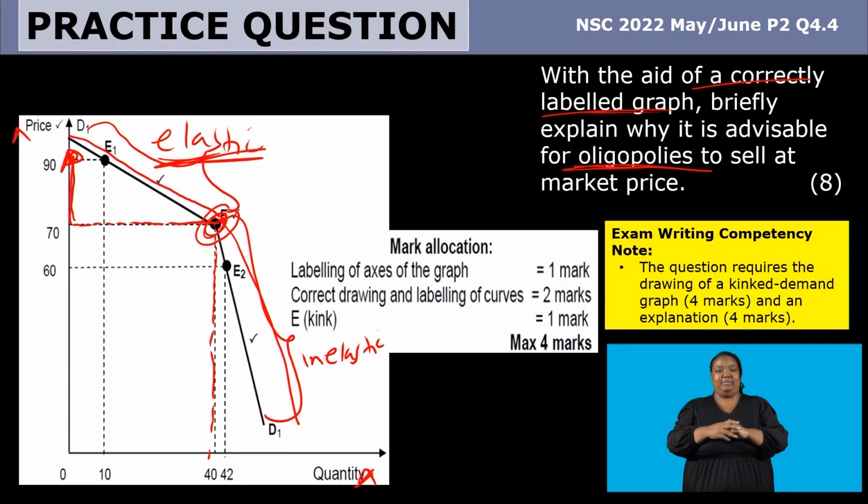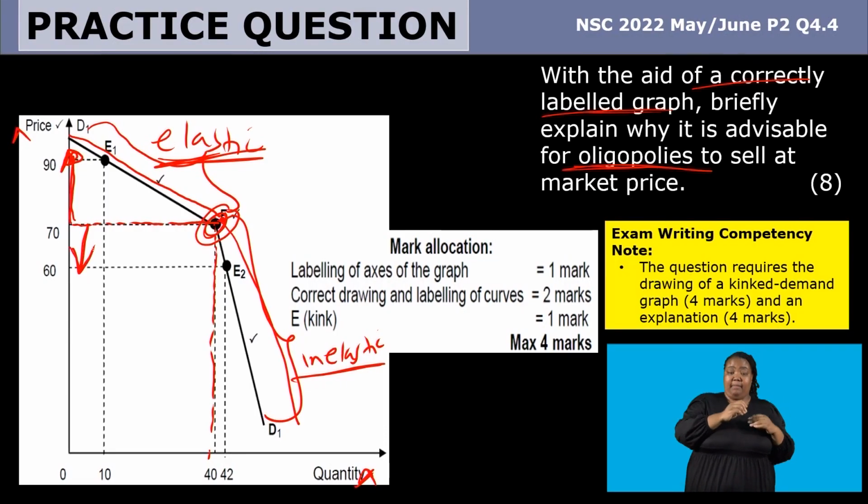Let us look at a price decrease. Reducing the price, demand is inelastic. In other words, you cannot attract customers to buy more by reducing the price. You reduce the price, they continue to buy more or less the same quantity. And all it does to the oligopolist is give them less revenue, and that is going to reduce their profits.